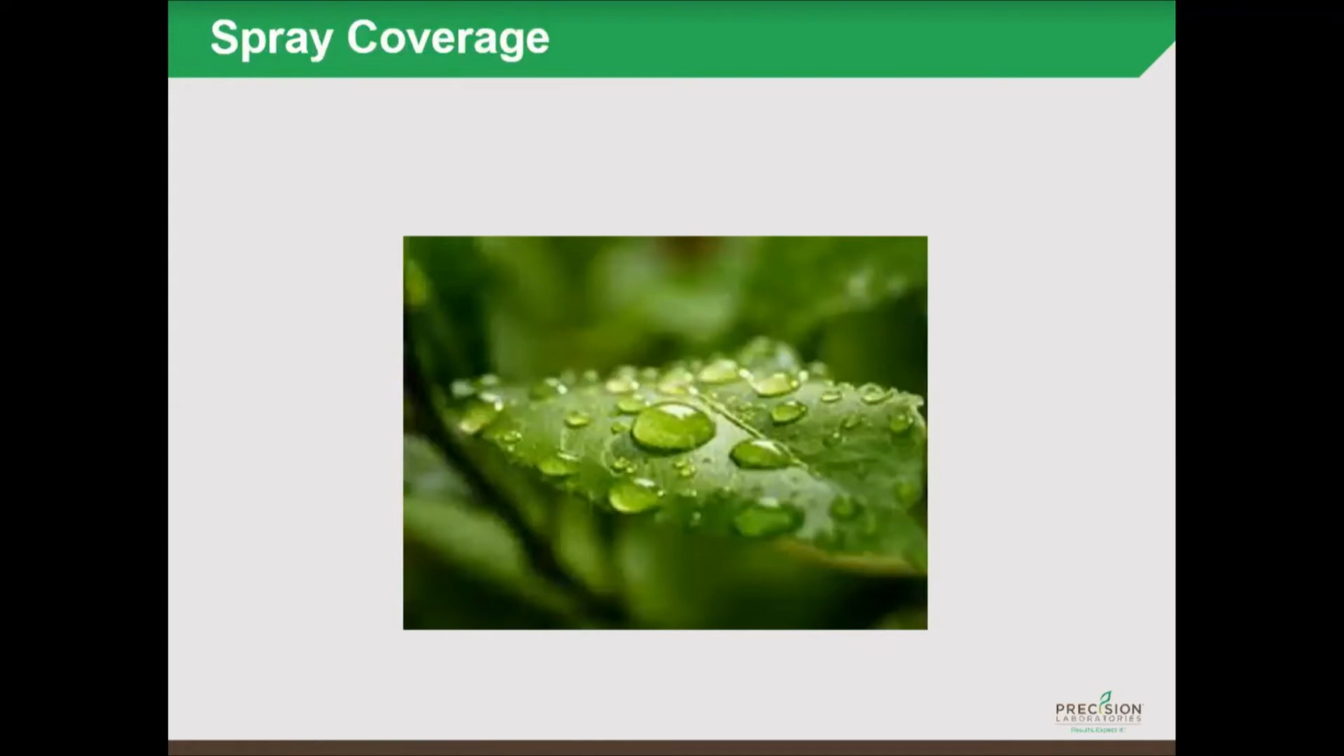Surfactants help break surface tension. And on this leaf, you see the water is wanting to bead up. Water is attracted to itself. And what we're wanting to do is break that surface tension and improve the spread and spray coverage so that you get the most efficacy out of the chemicals and fertilizers that you might be applying.